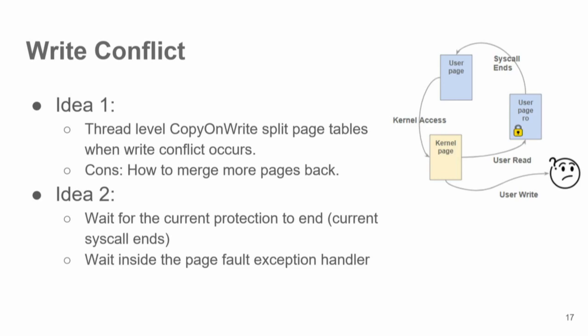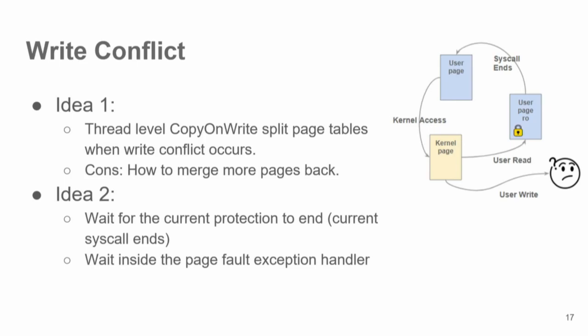But it has a problem because we need to figure out when we are going to merge those two physical pages back. And we have to decide which copy we're going to use. So eventually, we gave up that idea, and we came up with a much easier idea. That is, when other user threads try to write to the protected page, we simply let them wait there until the current syscall ends and is done with the page. What that means is we have to let a thread loop inside the page fault handler.